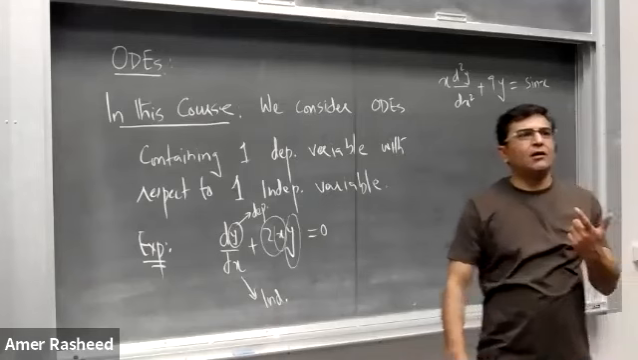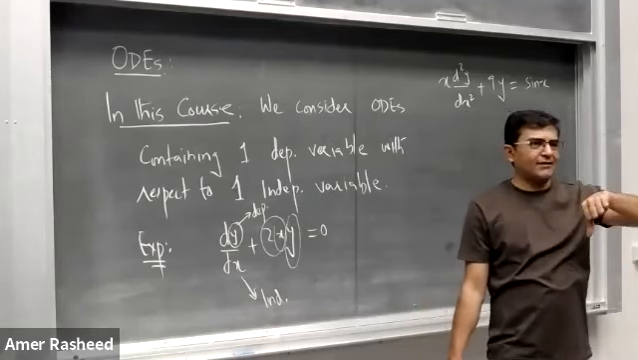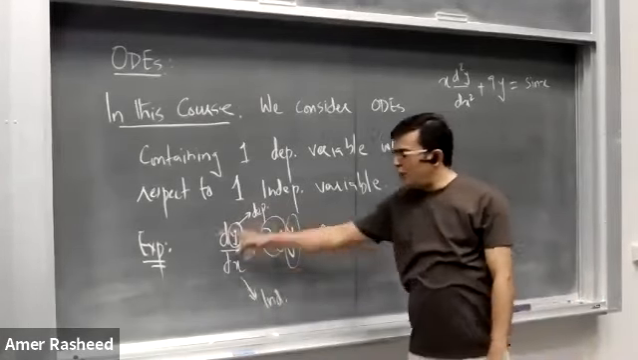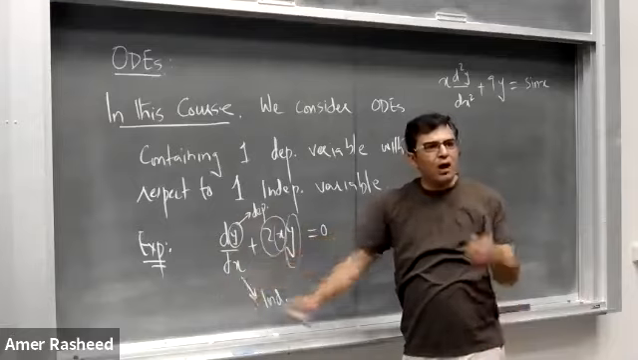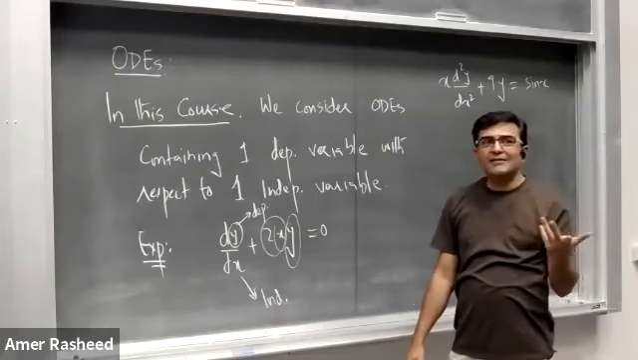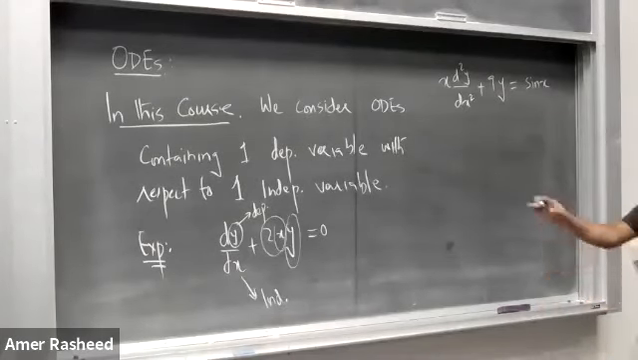So what do you mean when you say one dependent variable with respect to one independent variable? Are you referring to this dy over dx? Yes. dy by dx is the derivative of y with respect to x. So y is dependent in this equation. How many dependent variables are there in this equation? Only one, which is y. And how many independent variables are there? Only one, which is x.